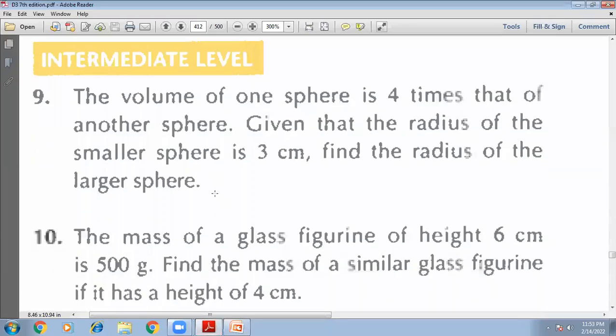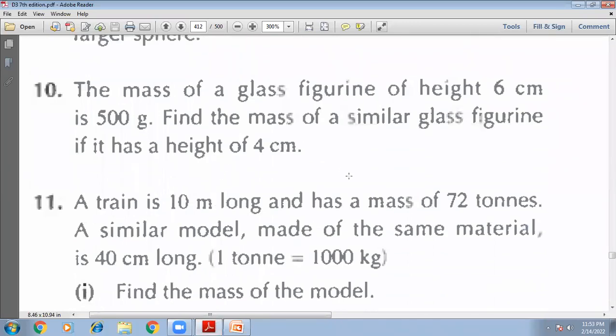Okay, so let's move to the next question. The next question coming up from exercise 12B is question number 12. It says, the mass of a glass figurine of height 6 centimeter is 500 grams. Find the mass of a similar glass figure if it has a height of 4 centimeters. So here we are talking about 2 glasses which are similar to each other. Height of one glass is 6 centimeter and its mass is 500 grams, whereas another smaller glass is 4 centimeter in height, and we want to find out its mass.